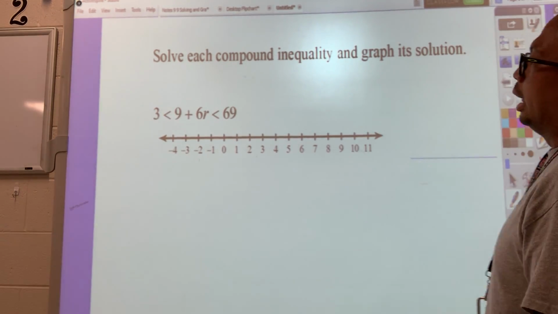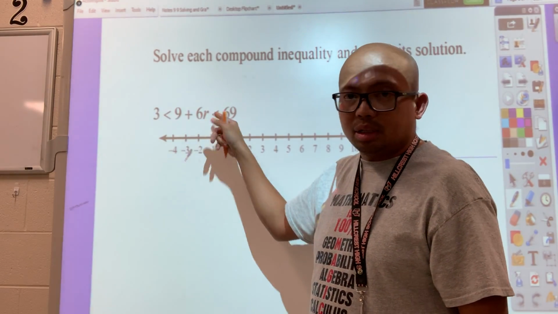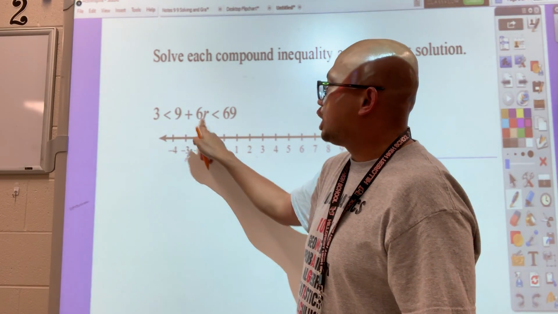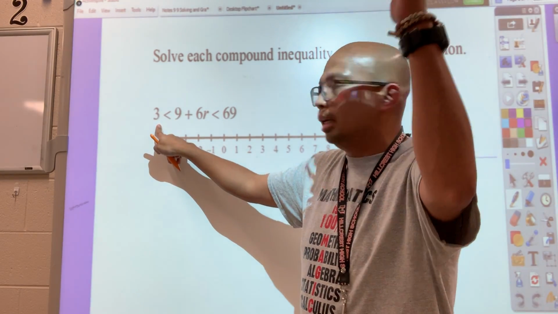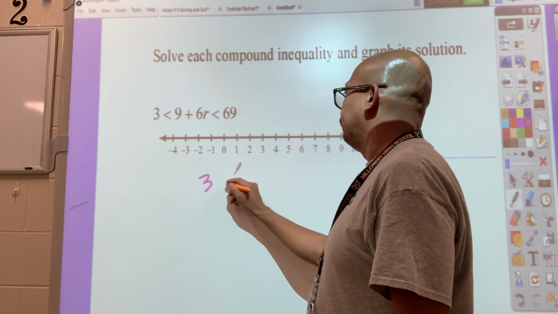Number 2. Again, how do we read this one? We don't read it as 3 less than 9 plus 6r. That's wrong. We read it as 9 plus 6r is greater than 3 and less than 69. So how do we solve this one?